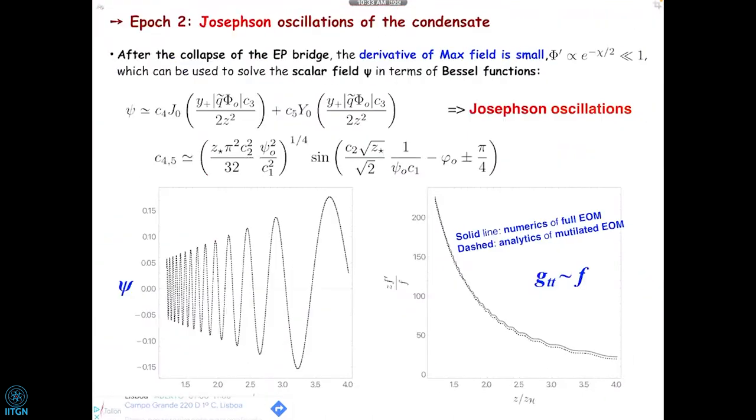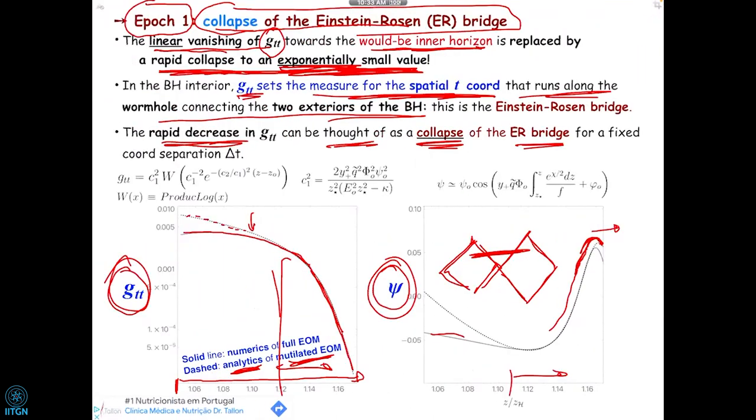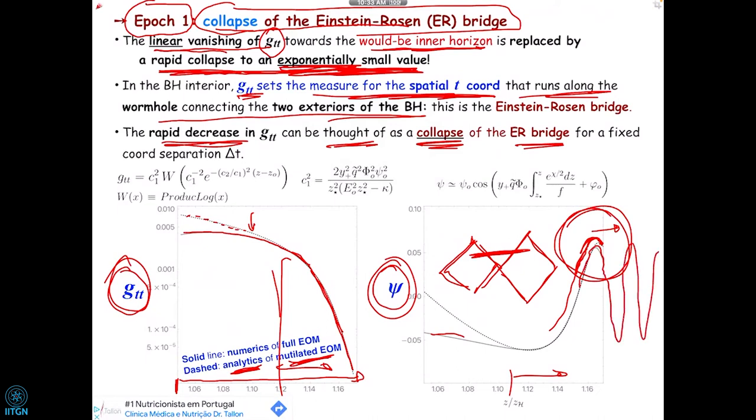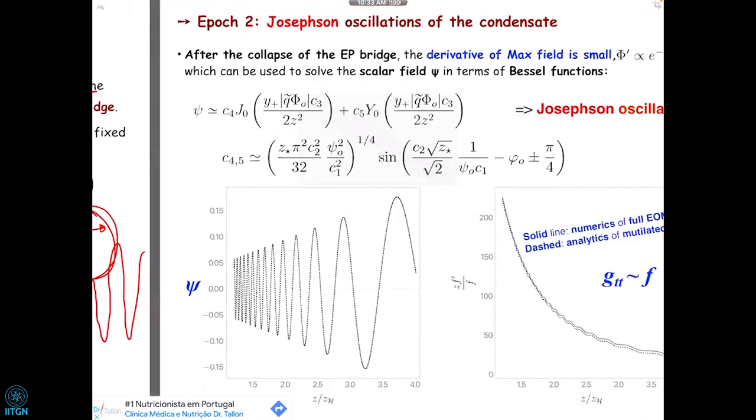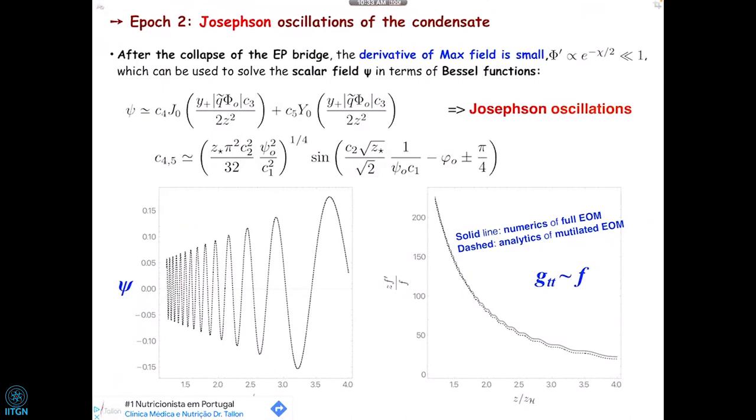What is the second one? You can already anticipate here what is going to happen. You see that we reach a maximum. And now what will happen is that we will have several oscillations here. And this is what I'm showing here. I have the scalar field, and we see that when I go even deeper into the interior of the black hole, this scalar field starts oscillating like hell. And this is what we call the Josephson oscillation phase of the scalar field, of the scalar condensate.